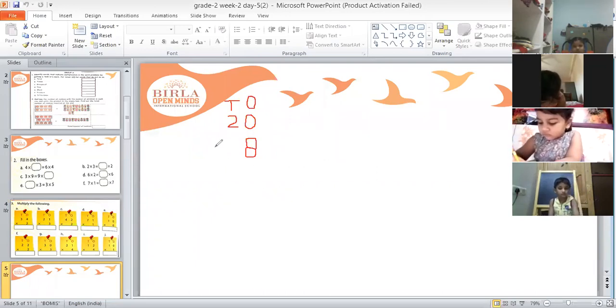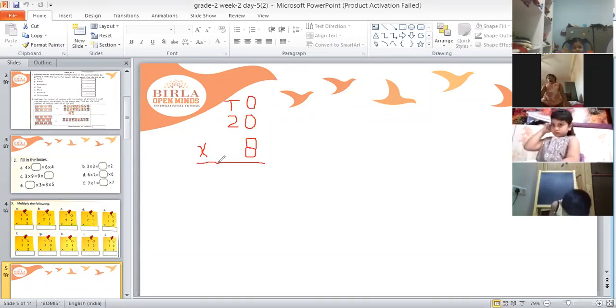And then, see here children, beside this 8 we will put a multiplication symbol, but we will write this multiplication symbol in a separate box. It should not be below 2. You should write that multiplication symbol in a separate box.